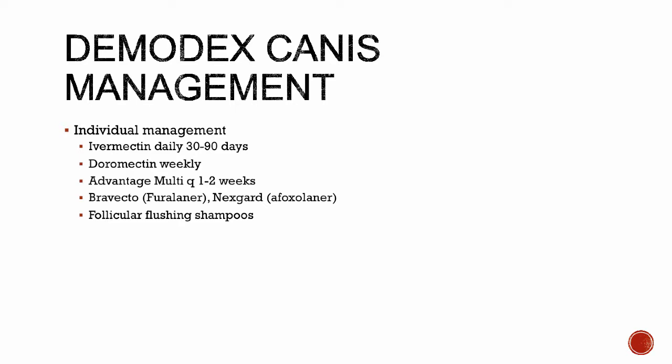Doramectin is very similar to ivermectin, but actually only requires weekly dosing at a much higher dose. You can use Advantage Multi. That's one of my favorite things when you're not quite sure what you're working with. Advantage Multi gets almost everything, and that's every 1 to 2 weeks. You can use Brevecto, and this has become the most popular choice of our dermatologists at the vet school because you administer it and basically you're done, and it treats that Demodex. It is expensive. But if you compare treating this dog every day, how long you're holding them, all that management, the Brevecto or the NexGard becomes much more affordable.